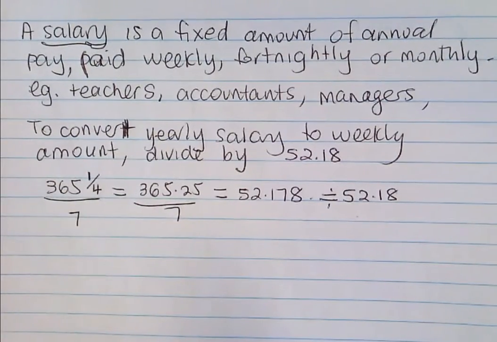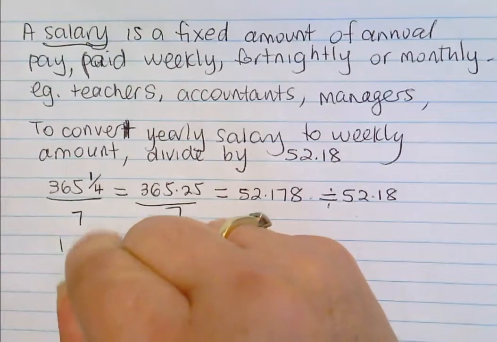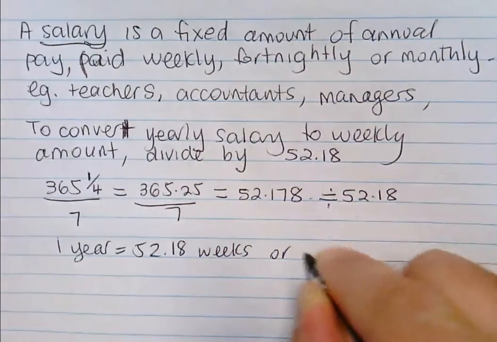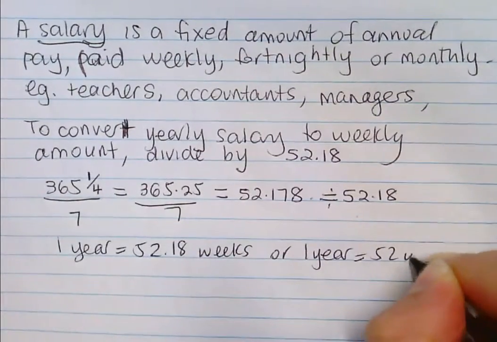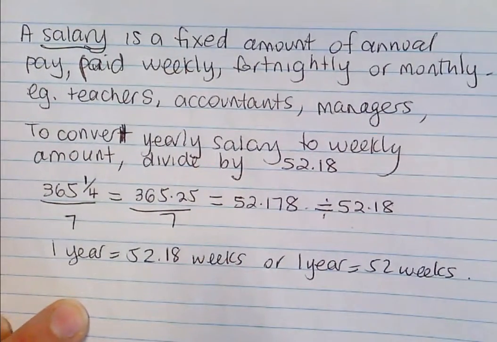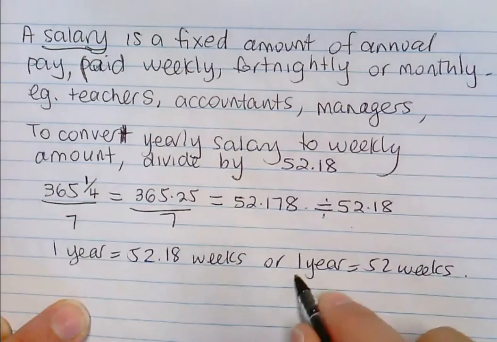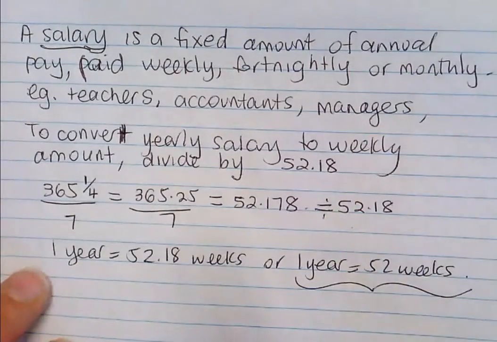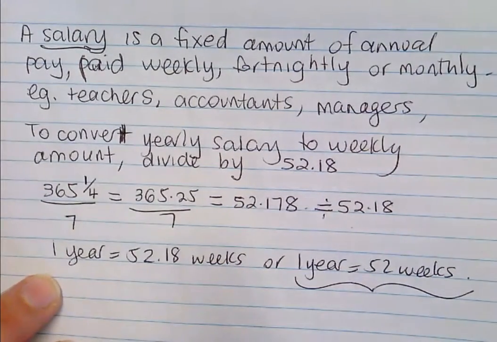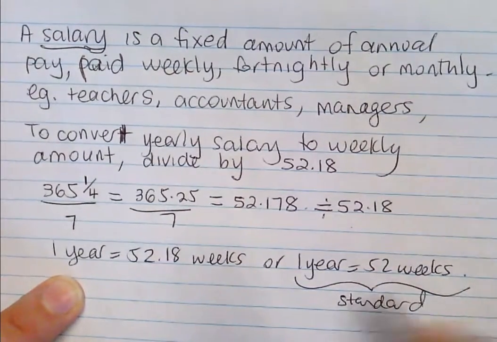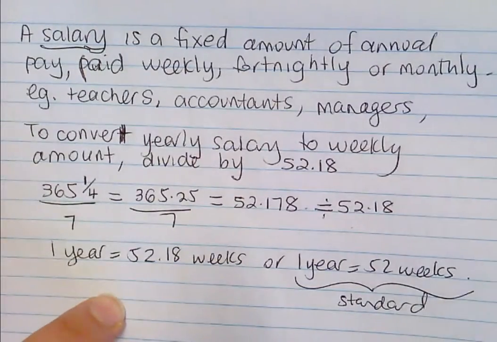In other exams, they might say use 1 year is 52.18 weeks. So therefore, 1 year is 52.18 weeks, or 1 year is 52 weeks. How do you know which one to use? You look at the exam. If the exam doesn't say anything, you will use this: 1 year is 52 weeks. But if the exam says take 1 year as 52.18 weeks, you have to use that. So this is standard, but if they tell you otherwise, I've just explained to you why.